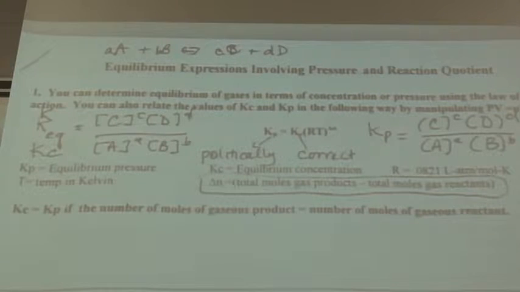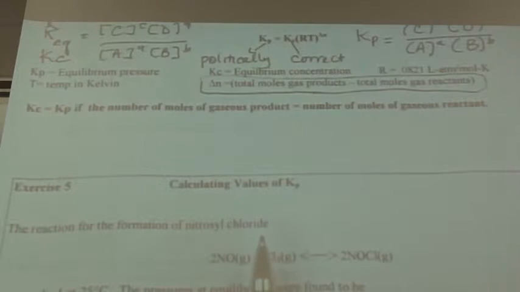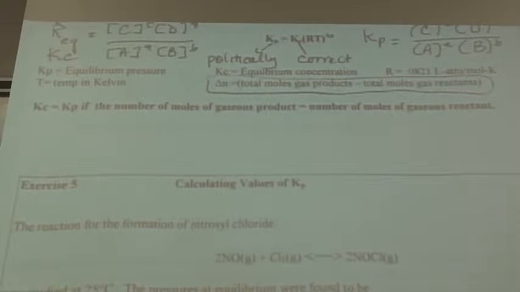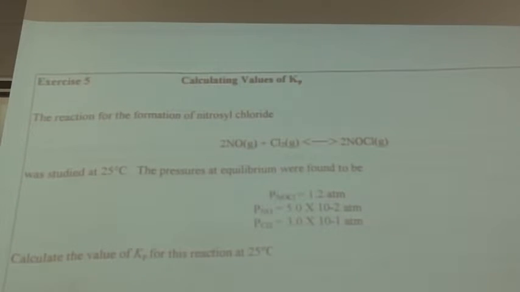Here we go. The reaction for the formation of nitrosyl chloride, 2NO gas plus Cl2 gas, is in equilibrium with 2NOCl, which is also a gas. This was studied at 25 degrees C. The pressures at equilibrium were found to be these numbers. Calculate Kp for this reaction at 25 degrees C.